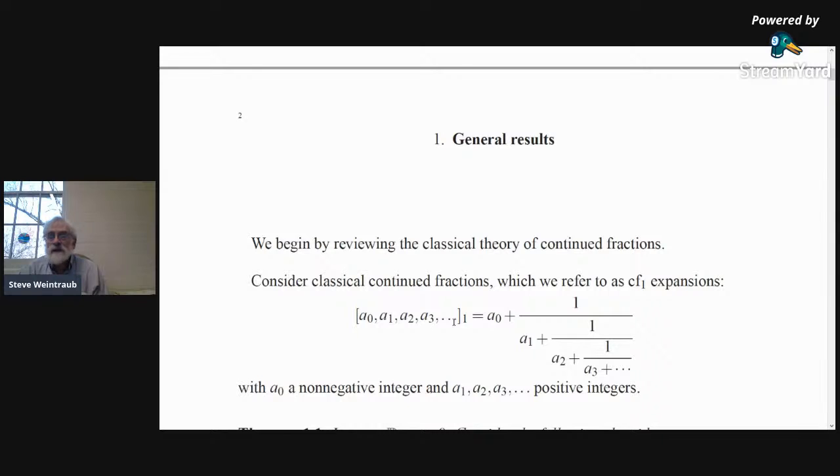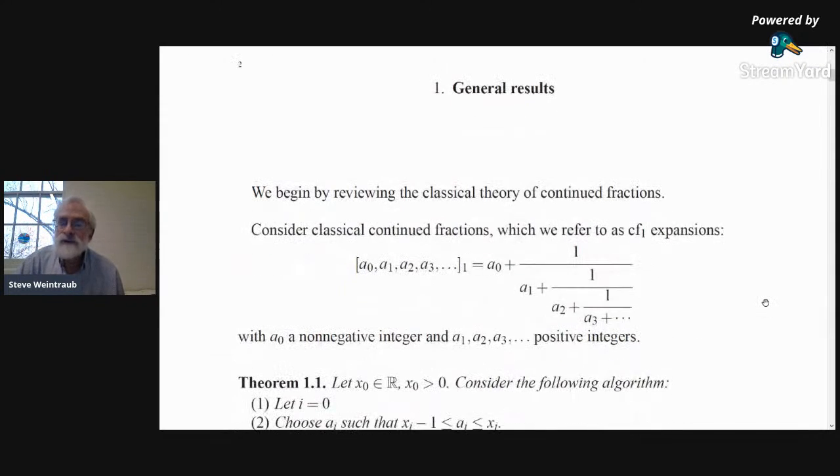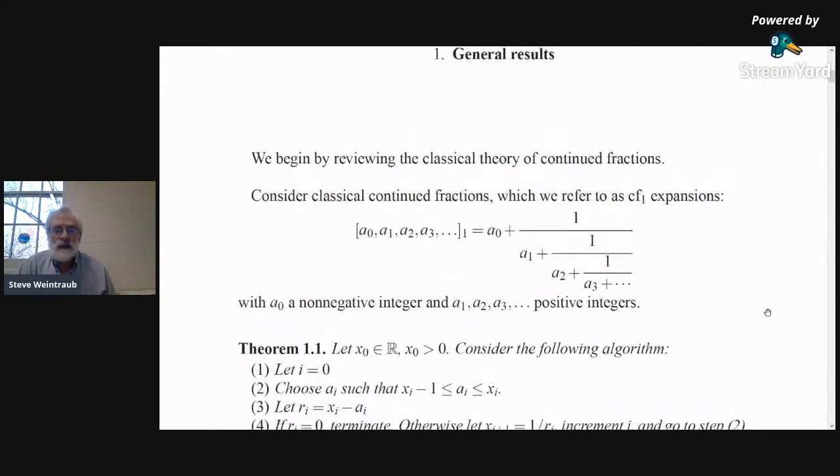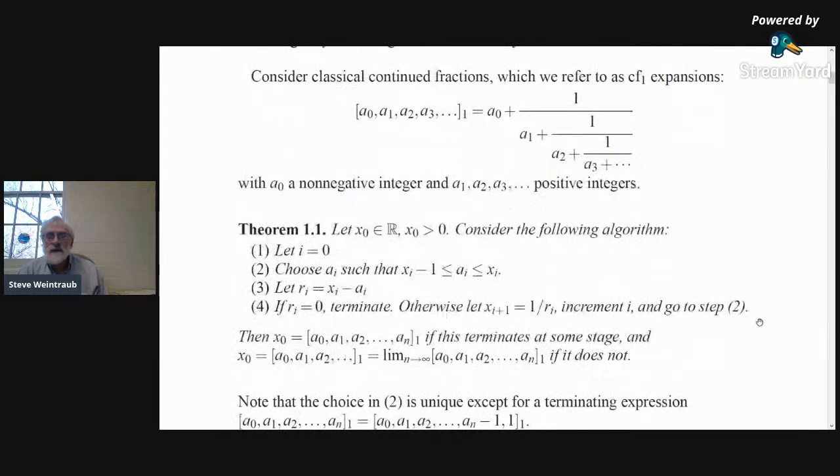I'm going to adopt that notation, except that I'm also going to put a sub 1 here because these ones here, these are the numerators, these are all 1. So this is the classical theory where you have the numerator 1. Okay, so let me tell you how to find the continued fraction expansion of any positive real number. It's the following algorithm.